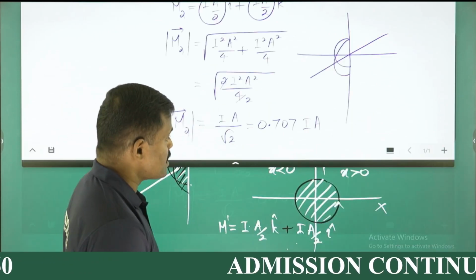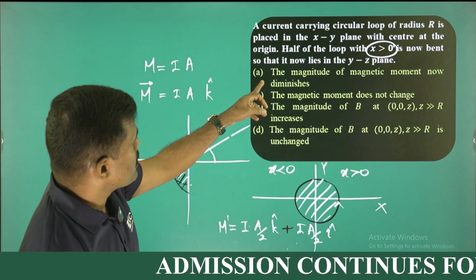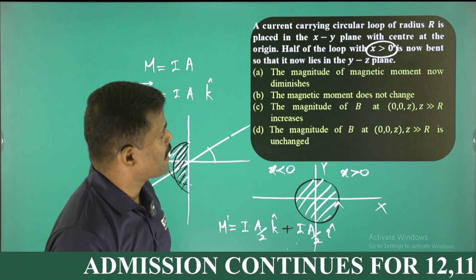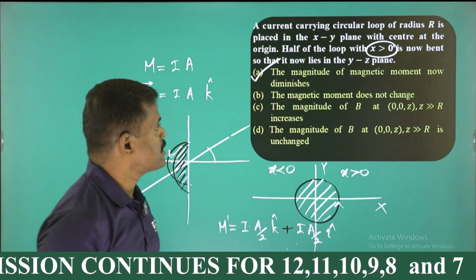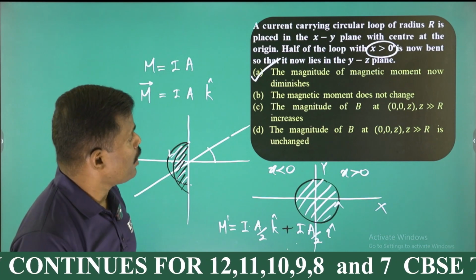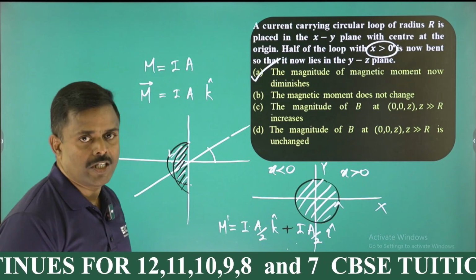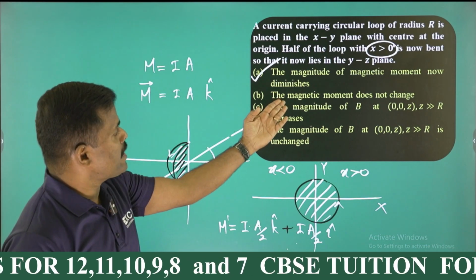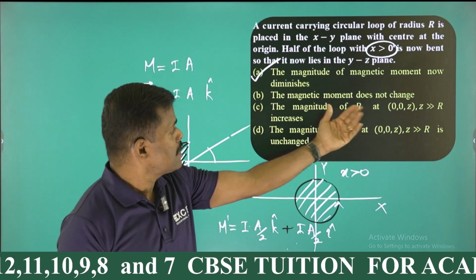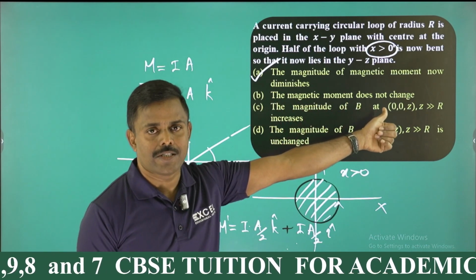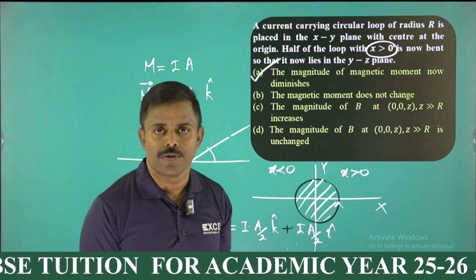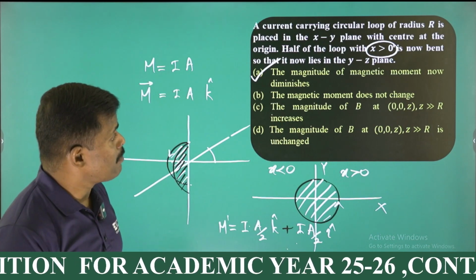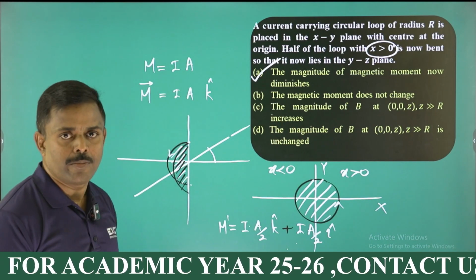So let's see the options now. Look at option A. The magnitude of magnetic moment now diminishes. Exactly, right. So that is the answer to the question. That automatically nullifies the second option because the magnetic moment does change. That's wrong then. You can check options C and D yourself. They are also wrong. Look at option A. The magnitude of magnetic moment now diminishes.